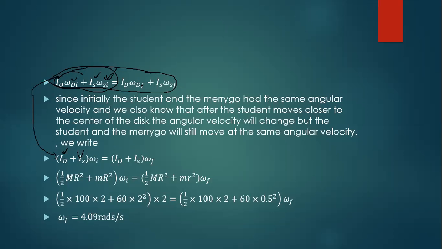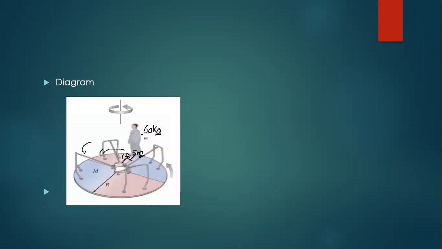And then even here, they have told us that the student moves closer to the center. As she moves closer to the center, the angular velocity changes. How does the angular velocity change? Because her radius has changed. She was on the edge, having the same radius as the disk, but then she moves closer to the center.